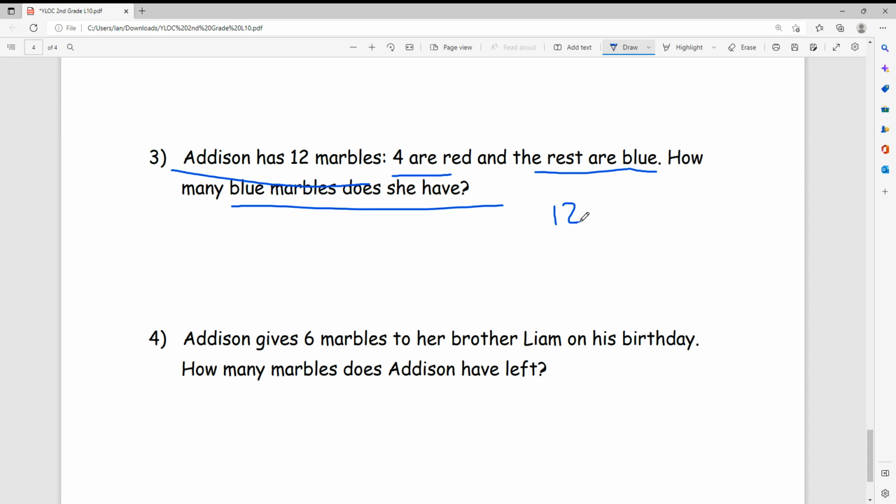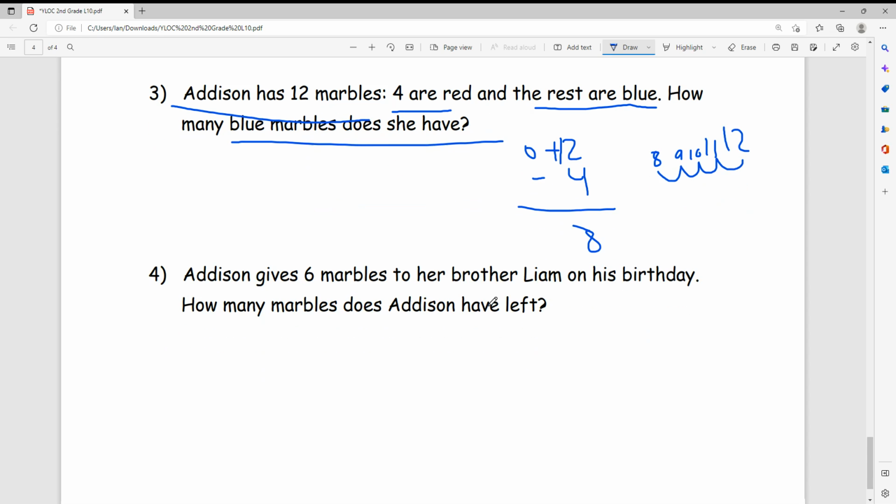So we have to do 12 minus 4, and then since 12 can go to 4, we should subtract this by 0, make this a 1, it would be the same thing, but we're going to do this, so 12, and then go down 4, 1, 2, 3, 4, it would be 11, 10, 9, and 8. So our answer would be 8. So she has 8 blue marbles.